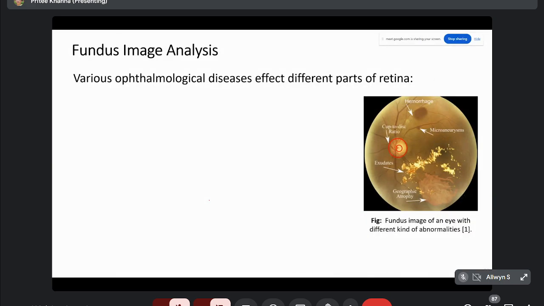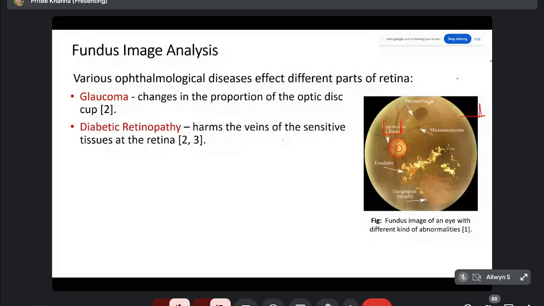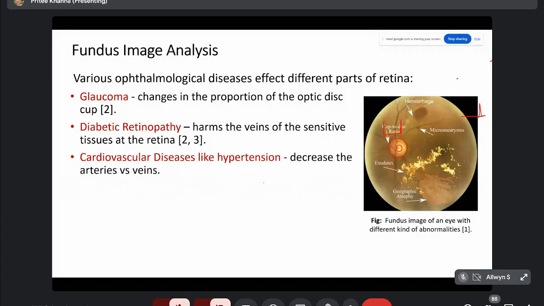When we talk about fundus image analysis, you can see that this is a fundus image where many sorts of abnormalities are there. So how are we going to identify these abnormalities? If we are looking for glaucoma, then we look at the cup to disc ratio. If we are talking about diabetic retinopathy, then we look for these lesions. Here you can see this is an exudate, this is a hemorrhage. So the blood leakage is there. This is what we need to see.